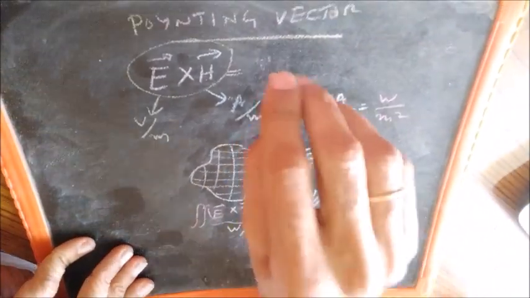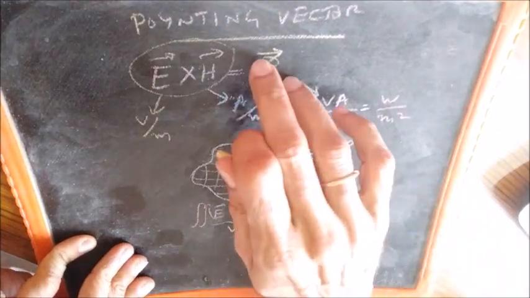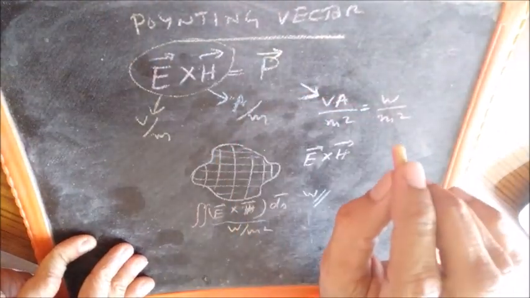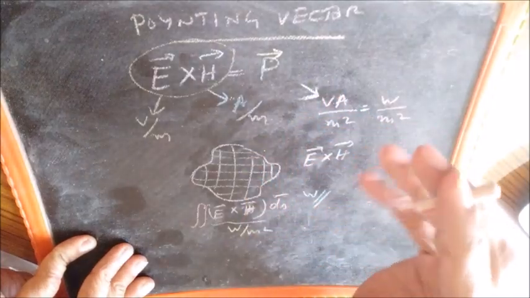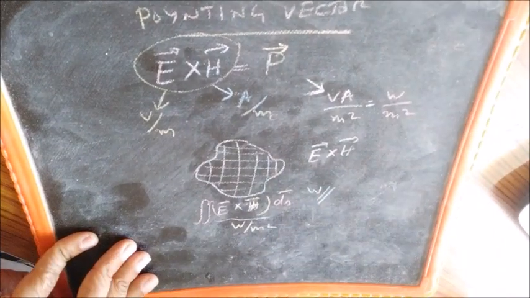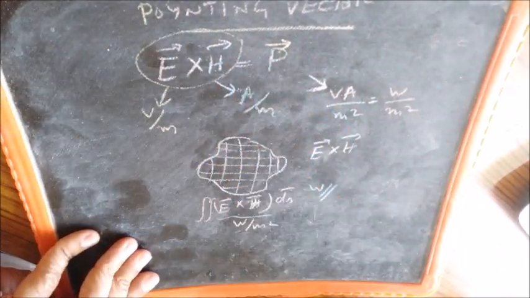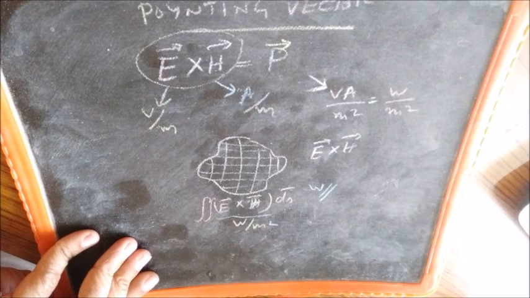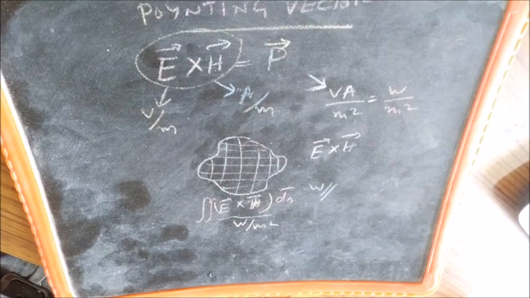We can show it as P for the moment. Poynting vector P, and its units will be watt per meter square. It is essentially a power density. It's density because it is per meter square, and integration of the Poynting vector over a surface will give you the power which is crossing that surface. So this is one final point before we wind up this video.